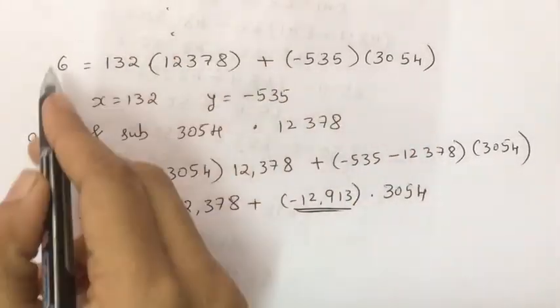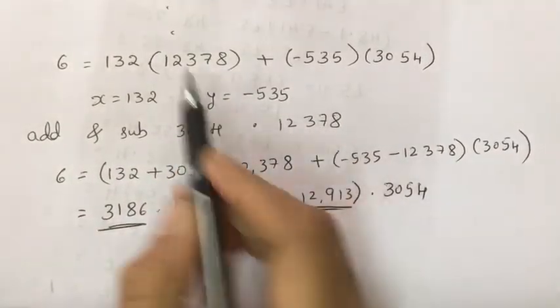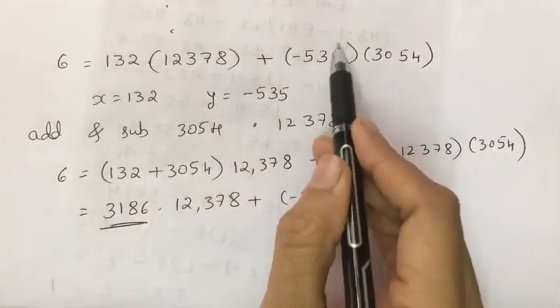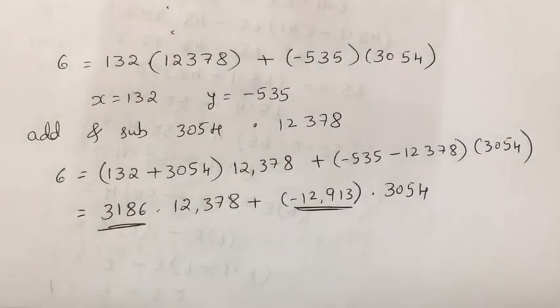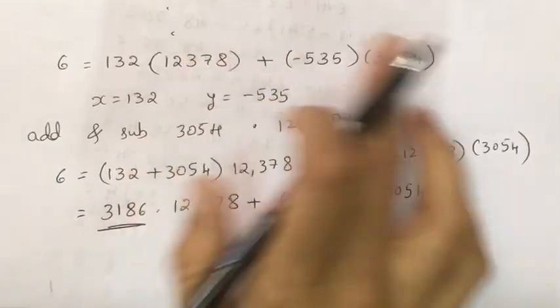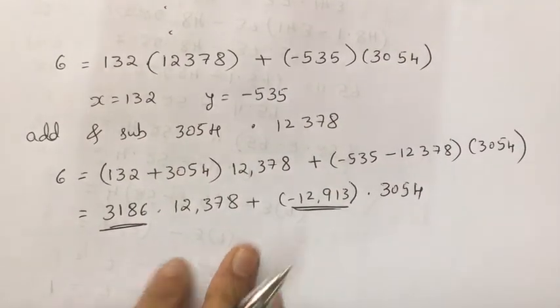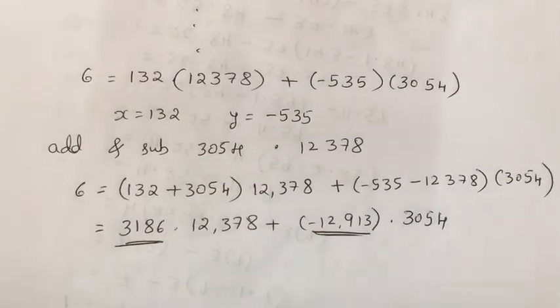So this is not the only way. By adding and subtracting the numbers to the x and y, you are going to get another representation for 6 in terms of these two integers. Please go through the problem, you try by yourself and get the solution.